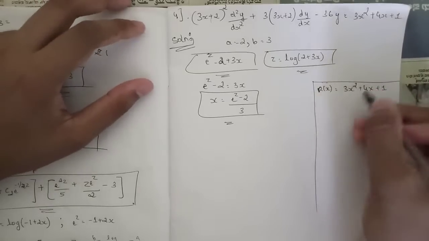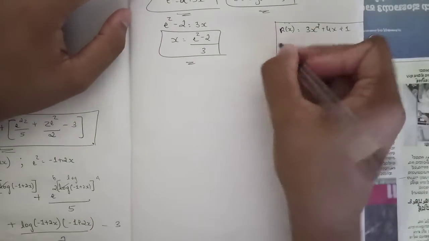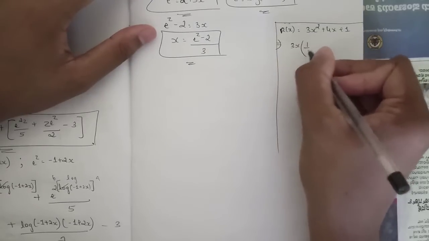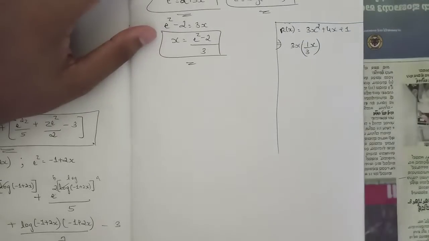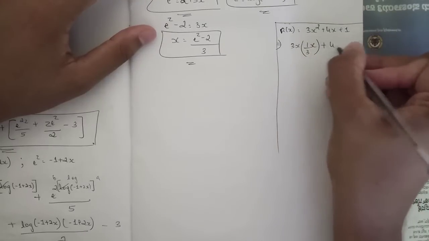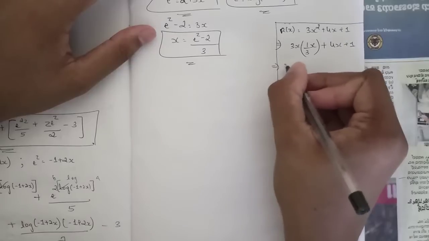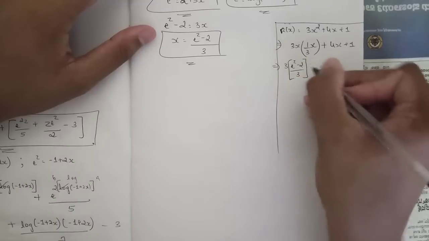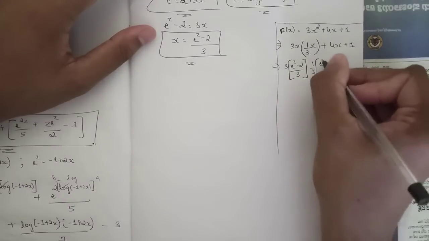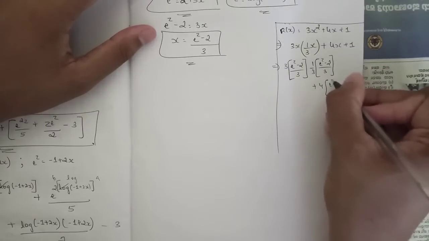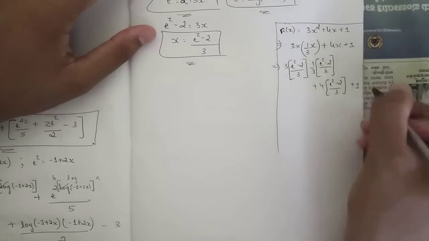So now again let's split this in order to make our problem easier. That is, we can split and write it as 3x into 1 by 3x, since 3x into 1 by 3x again corresponds to 3x square only, plus 4x plus 1. So now substitute the values of x here: 1 by 3 into e power z minus 2 by 3, plus 4 into e power z minus 2 by 3, plus 1.